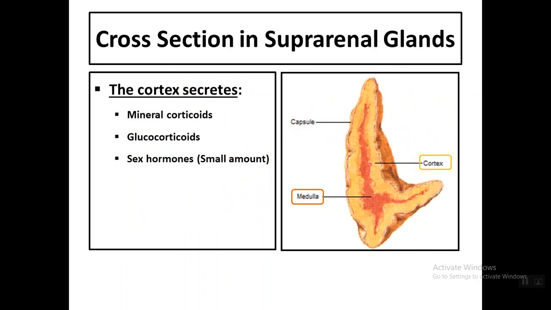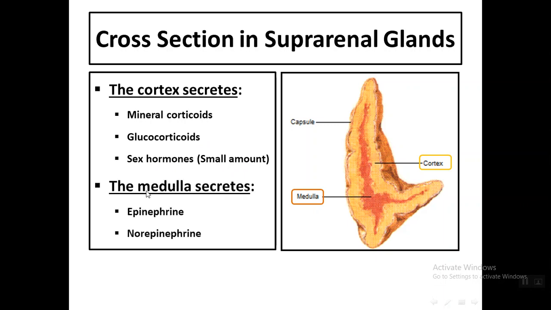In cross section, the suprarenal gland has a yellow cortex and a dark brown medulla. The cortex secretes hormones called mineralocorticoids, concerned with the control of fluid and electrolytes; glucocorticoids, concerned with the metabolism of fat, carbohydrate, and protein; and sex hormones, in small amounts, concerned with the prepubertal growth of the sex organs. The medulla secretes hormones called catecholamines, which are epinephrine and norepinephrine, that is, adrenaline and noradrenaline.